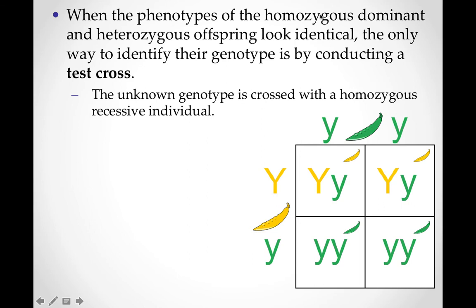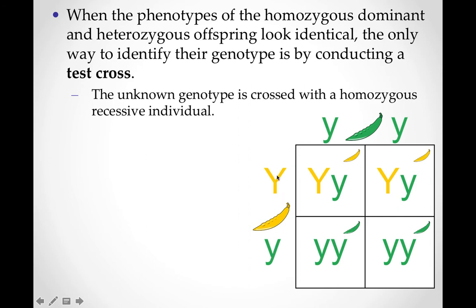So in this case, the phenotype of a homozygous dominant and a heterozygous offspring are going to look identical. So this, I spoke incorrectly. This is a homozygous recessive individual, 2 lowercase y's. So we need to know if this individual is homozygous dominant or heterozygous. If it was homozygous dominant, it would have capital Y here.